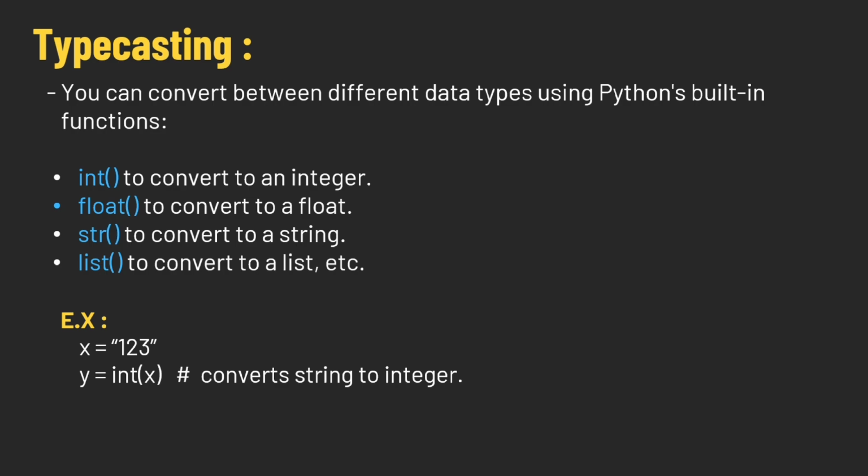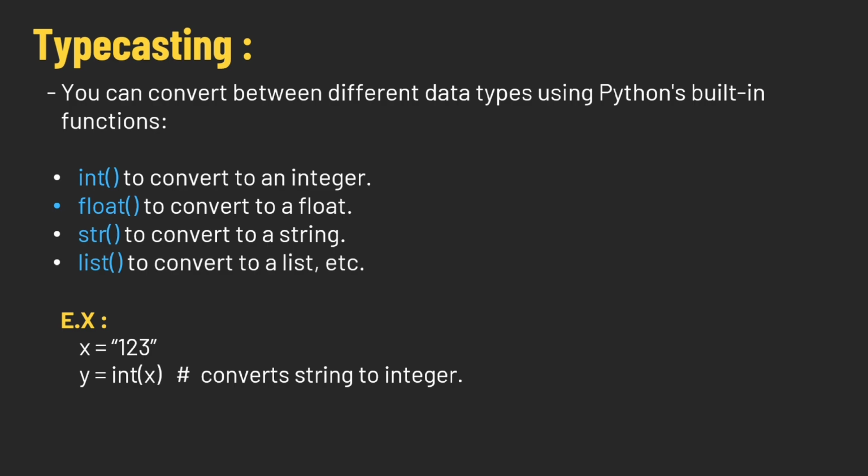For example, let's say we have a string containing the digits 1, 2, 3. We can convert it to an integer using int. Typecasting ensures that we are working with the right data type for a specific operation. It is crucial for handling user input, reading files, and performing calculations.